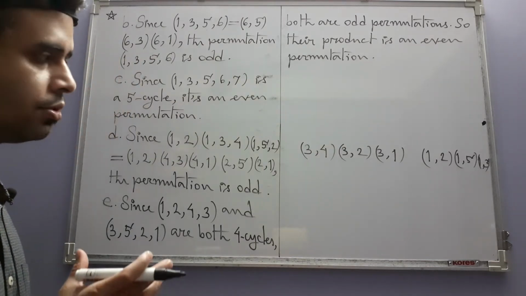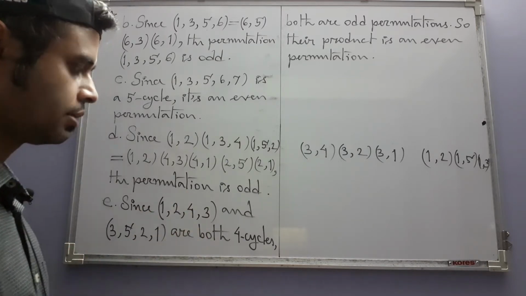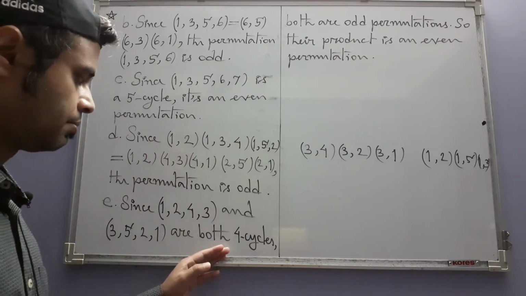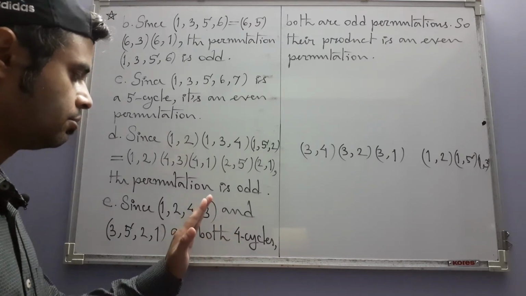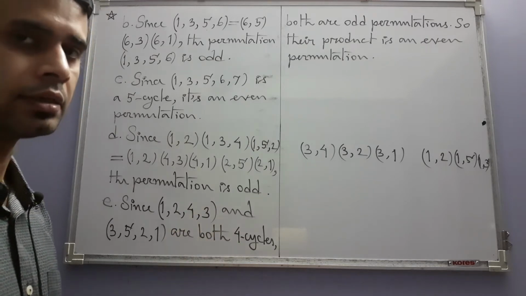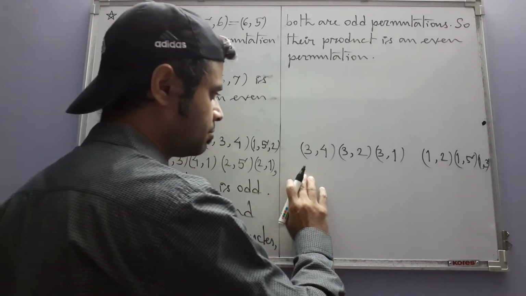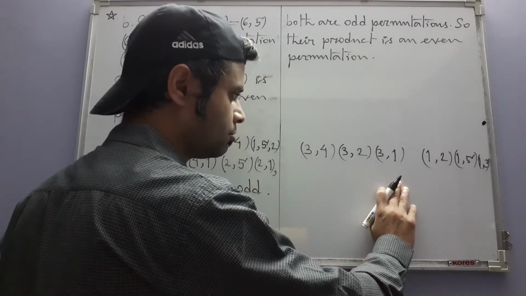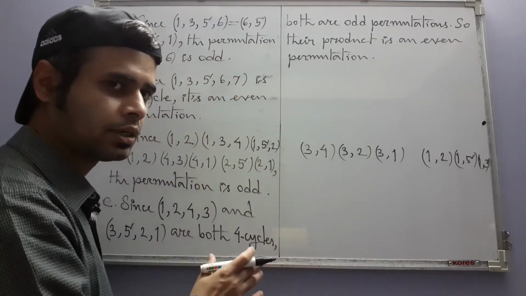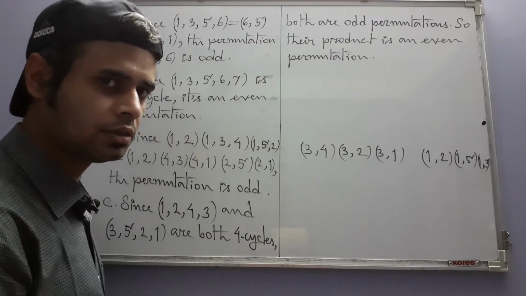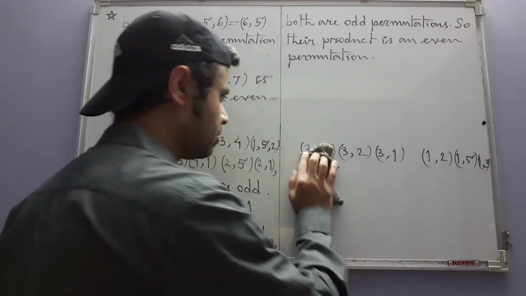So you can see that if you multiply 2 odd cycles, not odd cycles, I should not say odd cycles, two even length cycles, they are odd permutations. So the number of 2 cycles in any representation of any one of them is odd. One odd number plus another odd number gives you an even number. 3 plus 3 is 6. So that is the reason for the product to be even.